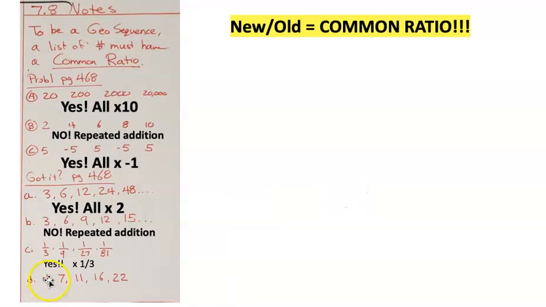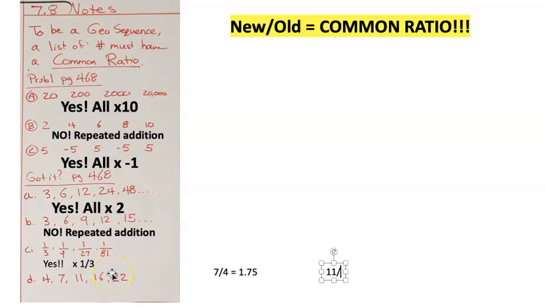Last one. 4, 7, 11, 16, 22. All right. Well, that's not times anything. Let's see what we get here. New divided by old. 7 divided by 4 equals 1.75. Okay, so we have that there. So it could be times 1.75. It's not ruling anything out yet.